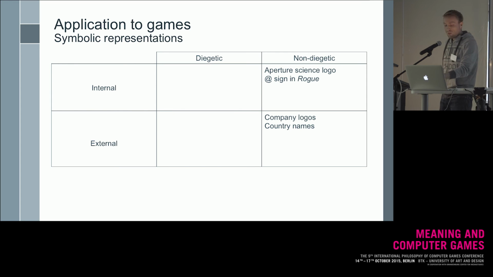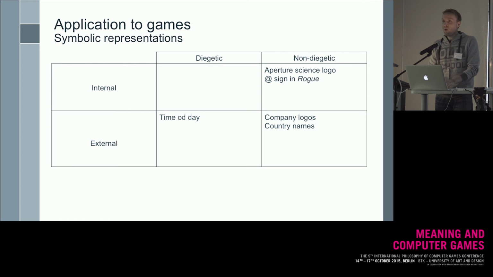So now let me proceed further. An external diegetic symbolic representation is, for example, the time of day. It's not a very popular feature, but some games have real time of day inside of the game, inside of the interface. I believe some of the Civilization games had this. Some interactive fictions have this.